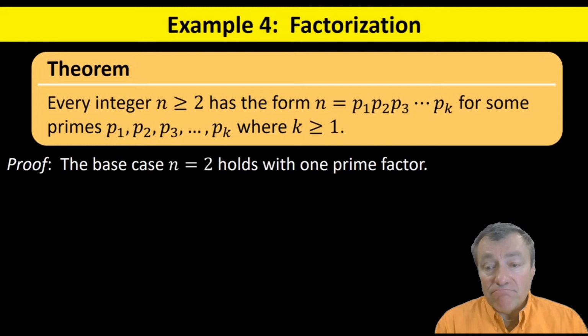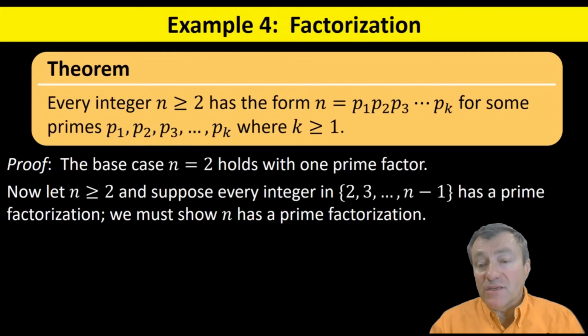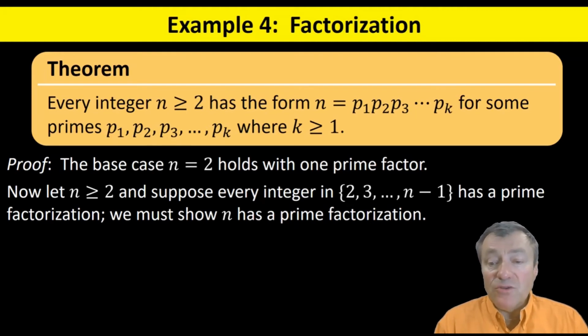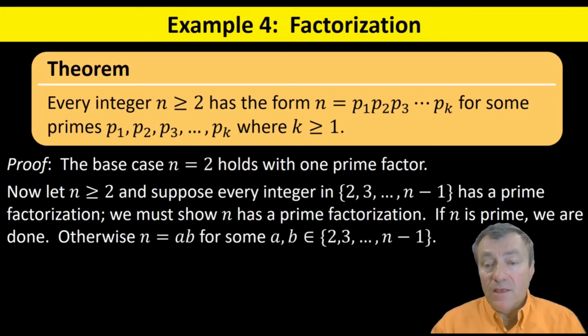That's already prime. In this case, there's just one prime factor, so that takes care of the base case. Now for the inductive step, suppose all the integers in the range from 2 up to n minus 1 have prime factorizations. Now we want to show that n itself also has a prime factorization. There are 2 cases. If n is prime, we're done.